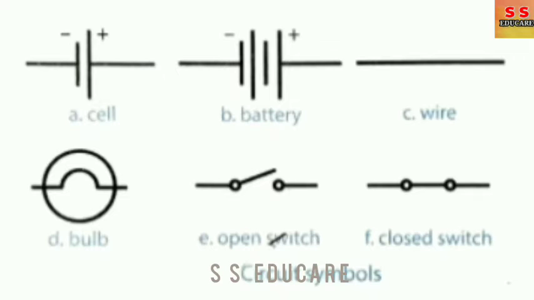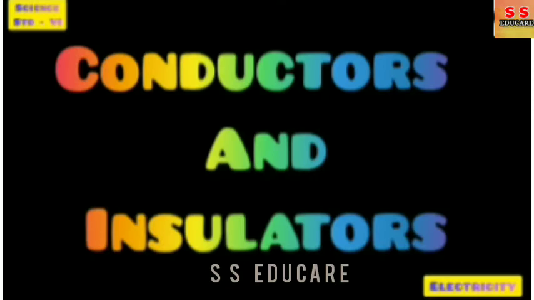Picture C is symbol of a wire. Picture D is symbol of a bulb. Picture E is symbol of an open switch. And picture F is symbol of a closed switch. Now we will learn about conductors and insulators.